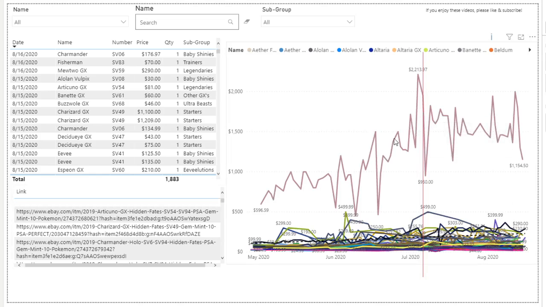This right here, this main chart, is Charizard GX. He's just that much more expensive than any of the other cards from this set. And even he's had a significant plateau. So let's start off with him.